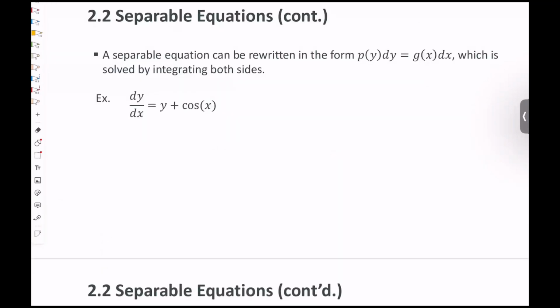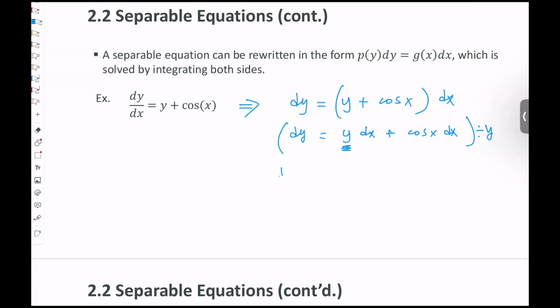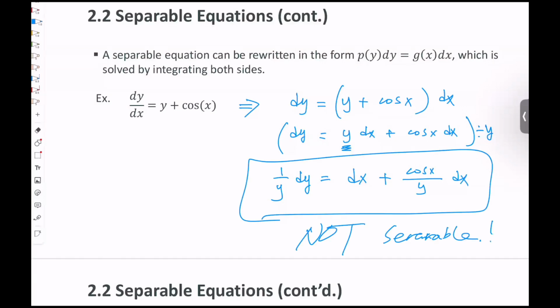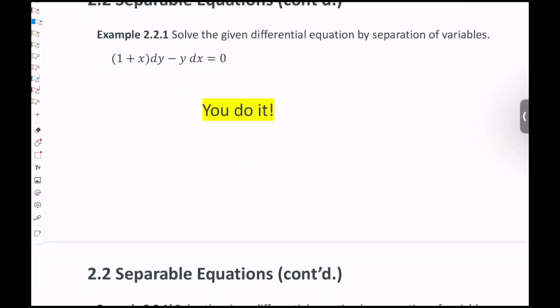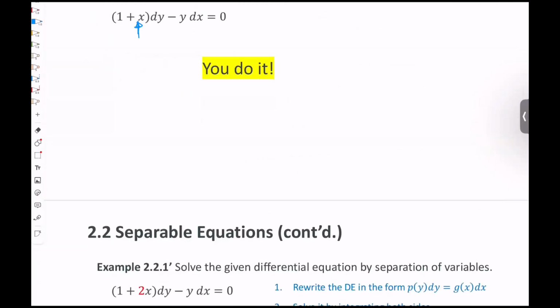What about this one? Again, we're going to multiply by dx for both sides. dy equals y plus cosine x dx. That is y dx plus cosine x dx. I don't like to have y on the right hand side, so we're going to divide by y. So 1 over y dy equals dx plus cosine x over y dx. So no matter what you do, you're going to end up getting y in the x term or x in the y term.